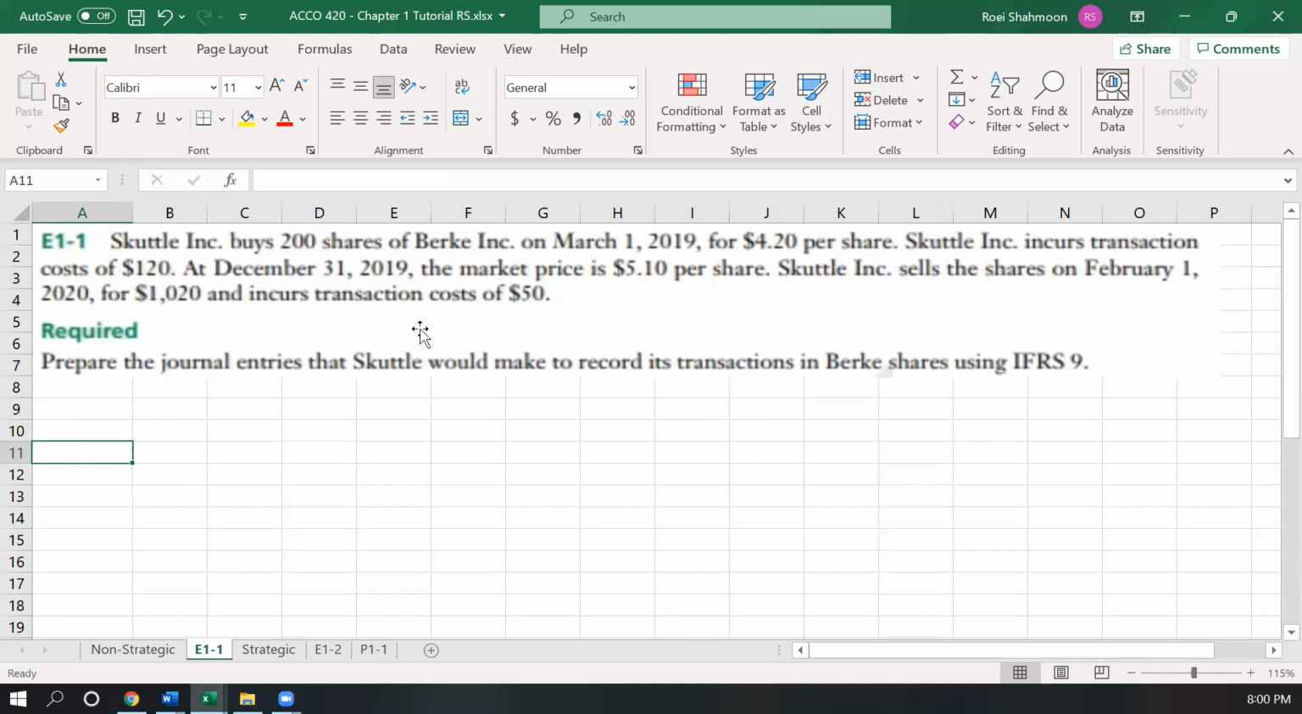Okay, so let's take a look at this question. Scuttle Inc. buys 200 shares of Burke Inc. on March 1st, 2019 for $4.20 per share. Scuttle Inc. incurs transaction costs of $120. At December 31st, 2019, the market price is 5.1, and Scuttle Inc. sells the shares on February 1st, 2020 for $10.20 in total, and incurs transaction costs of $50. They ask: give me the entries to record this using IFRS 9.